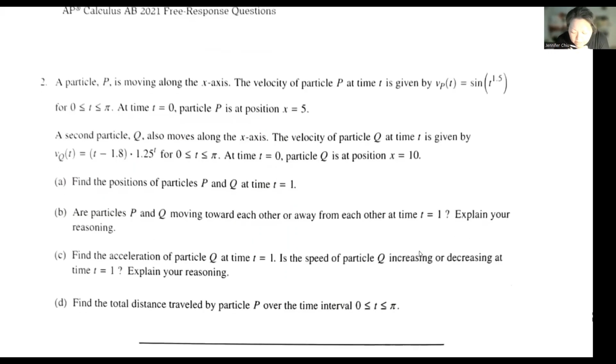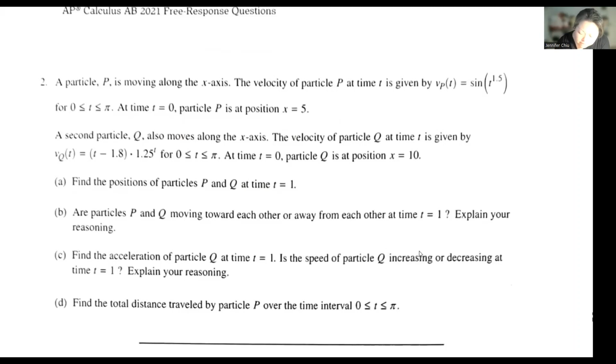Particle P is moving along the x-axis. The velocity of particle P at time t is given by this function over here between 0 to pi. At t equals 0, you start your position at 5. A second particle Q also moves along the x-axis. The velocity is given by this other function between 0 to pi. At t equals 0, you start your position at x equals 10.